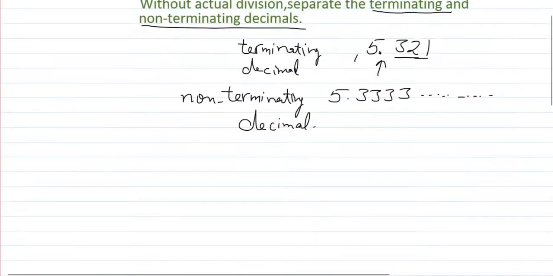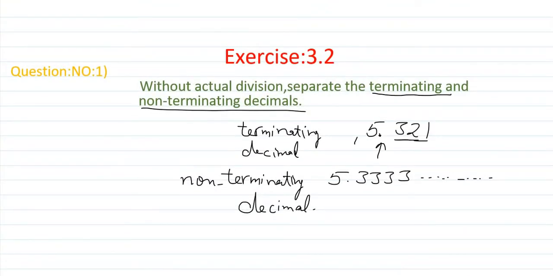Now, question number 1 is, you can see, without actual division, separate terminating and non-terminating decimals. So here we do not have to divide the two numbers, and we can still easily separate terminating and non-terminating decimals. Here the book writers say without actual division. It means we do not have to divide. So what rule do we have to separate terminating and non-terminating decimals?